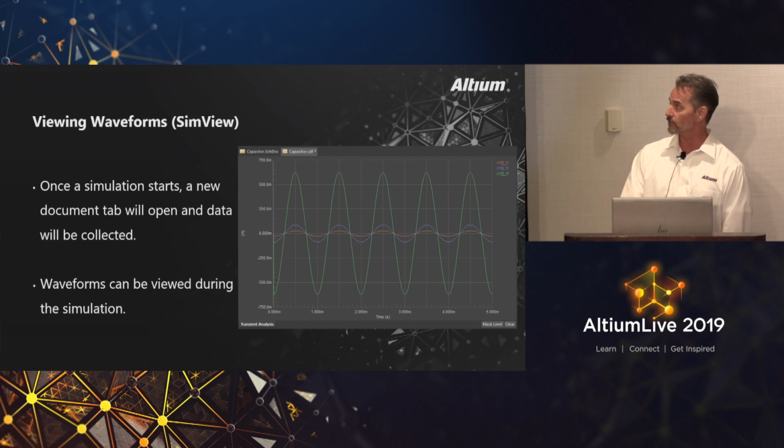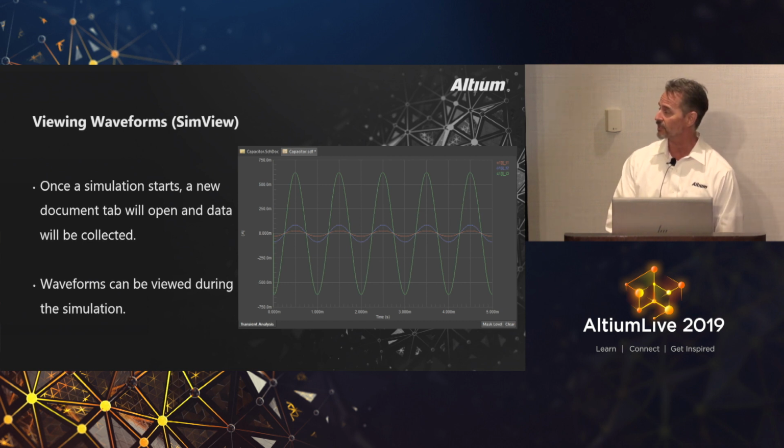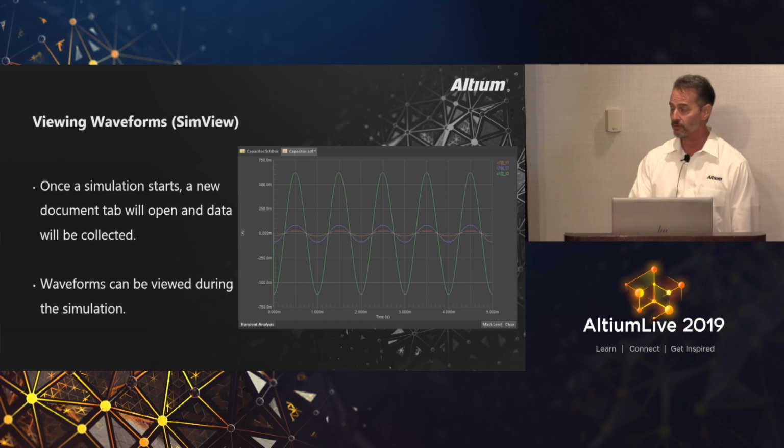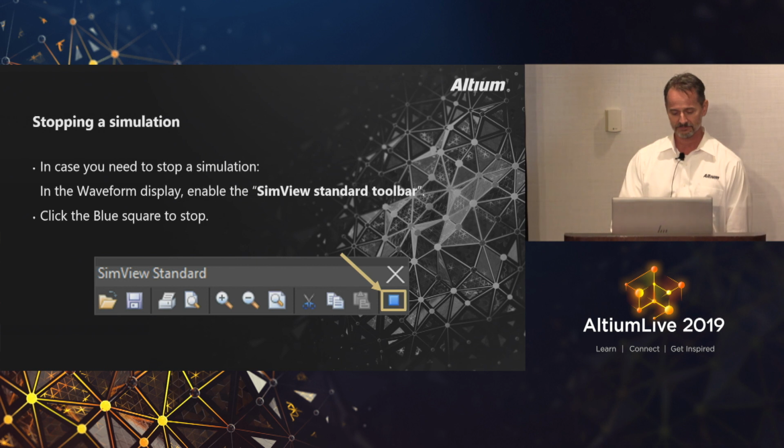So for viewing waveforms, it creates a separate document called an SDF file, for a simulation data file, and it's a SimView. And so, as I mentioned before, when you start a simulation, it'll create a plot, and we'll look at what plots are in just a second for each analysis type. And as the simulation is running, you can take a look at your waveforms during the simulation.